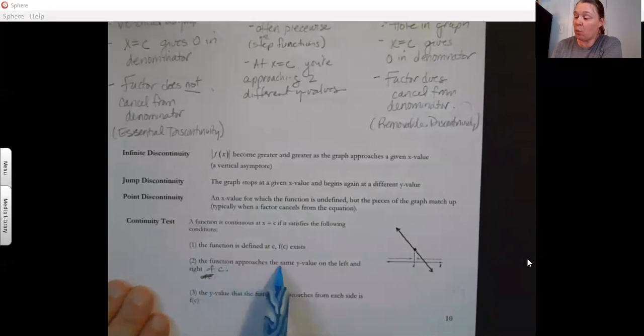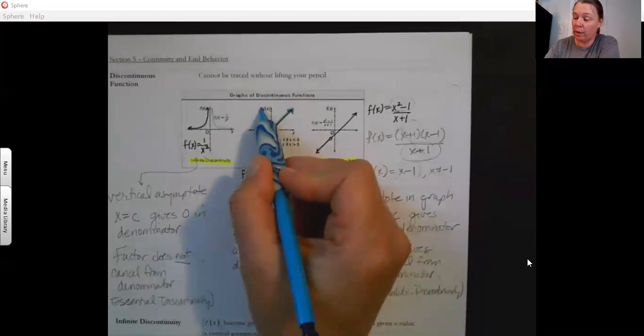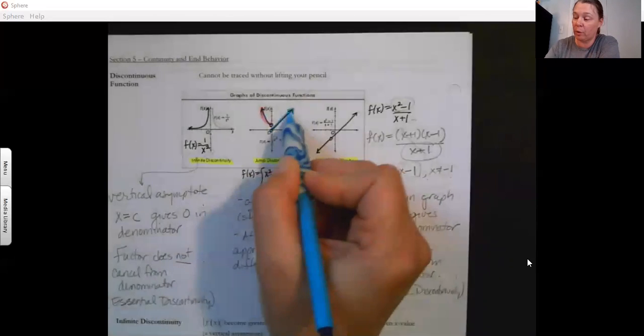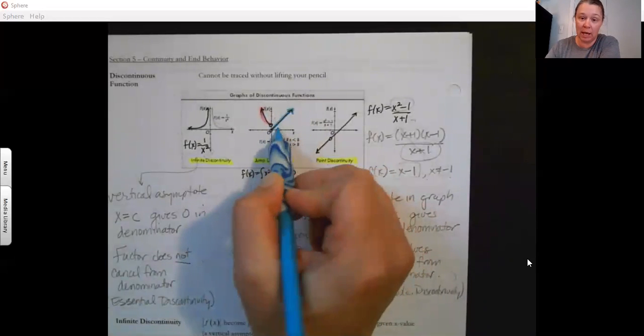All right, the next criteria is that if it were possible, you have to approach the same y value on the left and the right-hand side of c. So as I'm checking for continuity, I have to approach the same y value from the left and from the right. That doesn't happen in this one. As I approach from the left, I'm getting closer to 1. As I approach from the right, my y value is getting closer to 0. When that happens, I know it's a jump discontinuity.